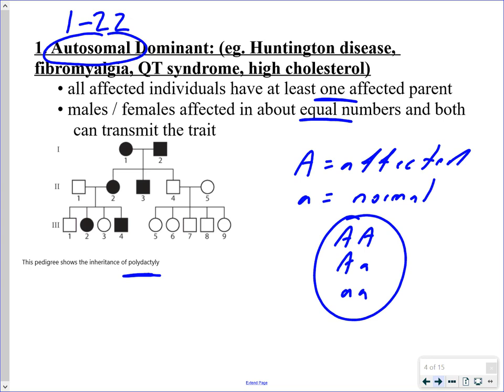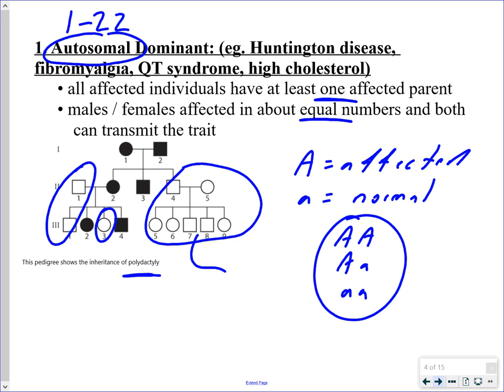What we do know is that any individuals that are not affected, if this is an autosomal dominant condition, cannot have the capital A. So every one of these individuals that I circled has to be homozygous recessive. They will not have polydactyly. They will have 5 digits on both their hands and on their feet.